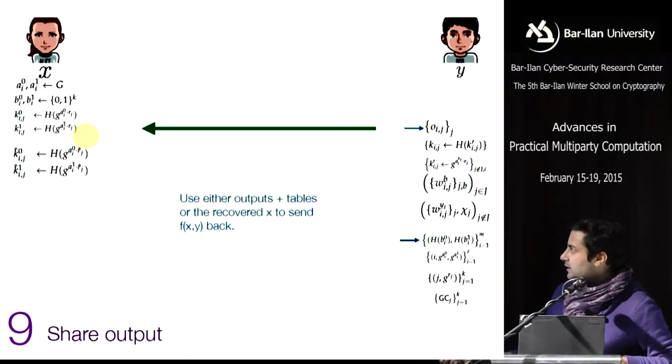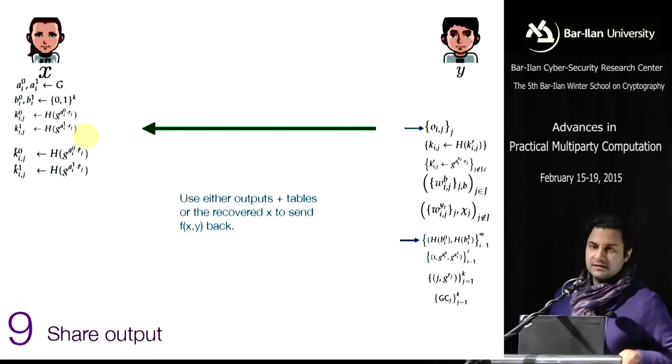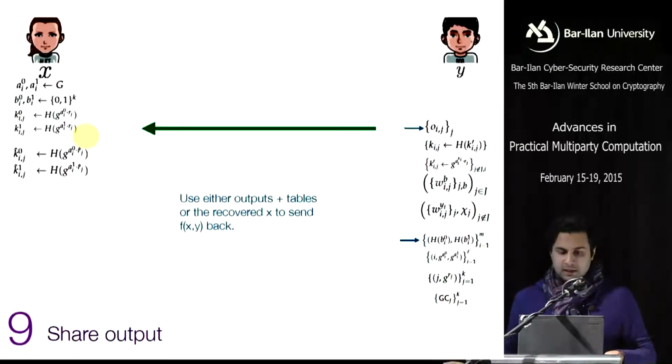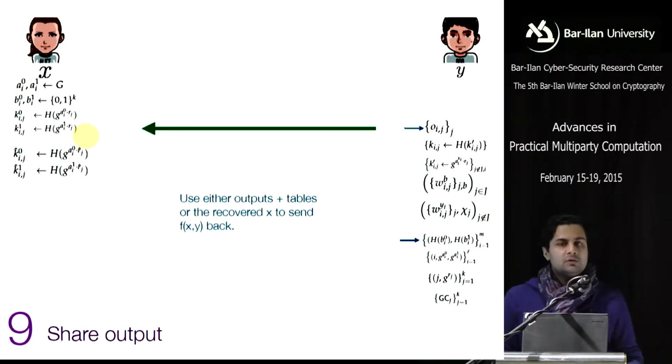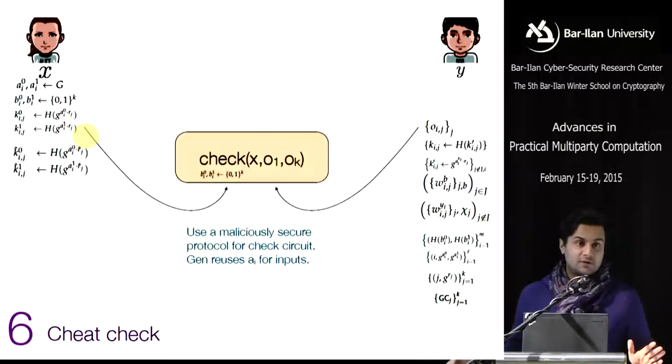So then finally, either using these output wires or the X that was recovered through the check circuit, Bob can basically send the output back. So again, the efficiency of this approach, the cost of this approach is S copies of the main circuit and roughly 120 copies of this check circuit. And the check circuit is very simple.